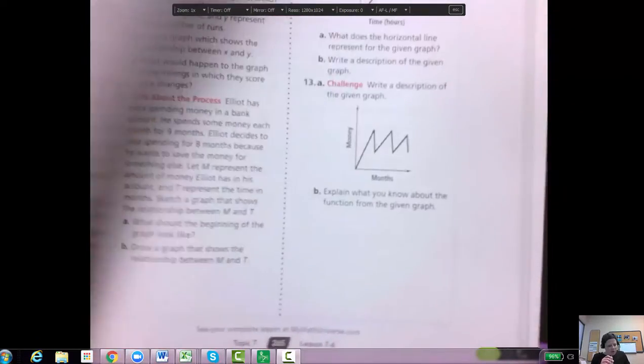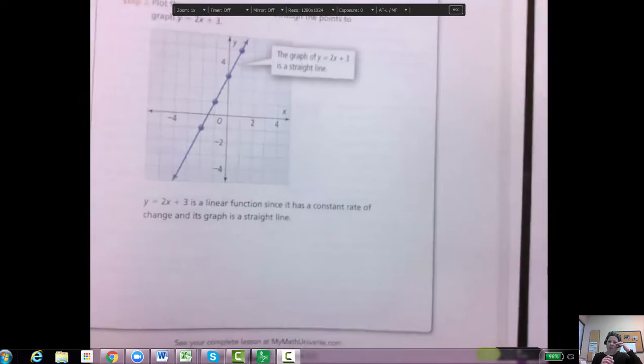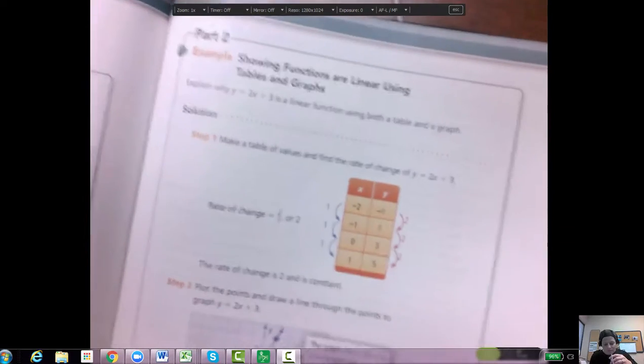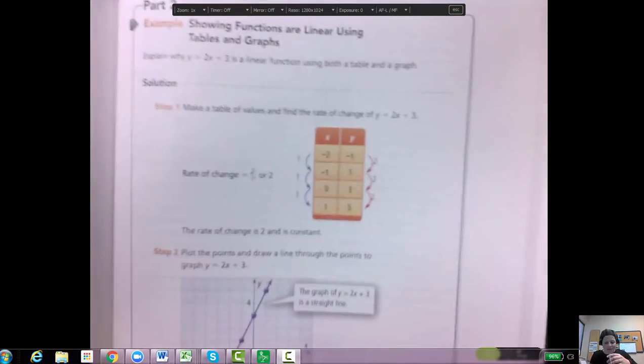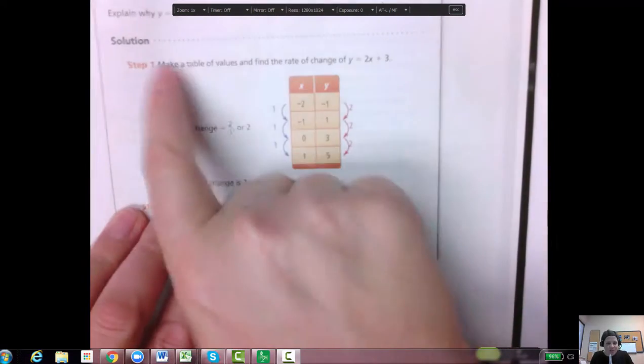I'm going to show a little bit of 7-7. That's our problem solving, so usually I don't make a video for you, but I want to remind you of a couple things. Like they show a function here.